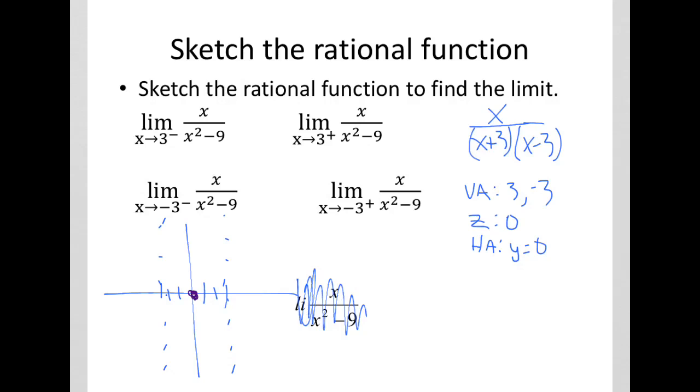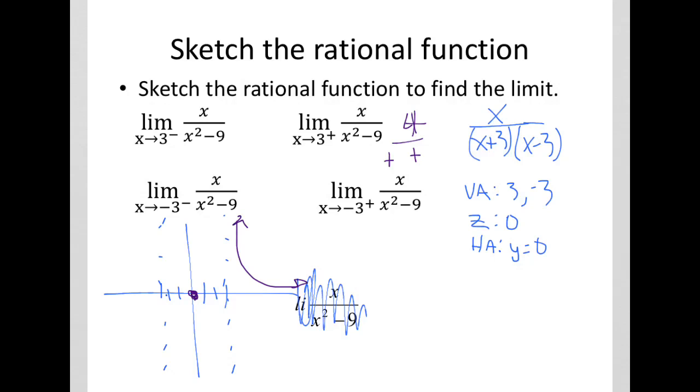So let's go on the right over here. So say like an x value of 4. Plug that into your function. 4 over 4 plus 3 is positive. 4 minus 3 is also positive. So positive over a positive times a positive is positive. So that branch is up there.